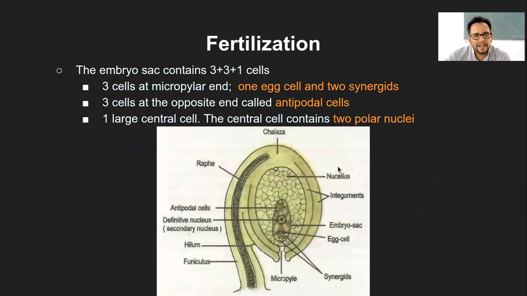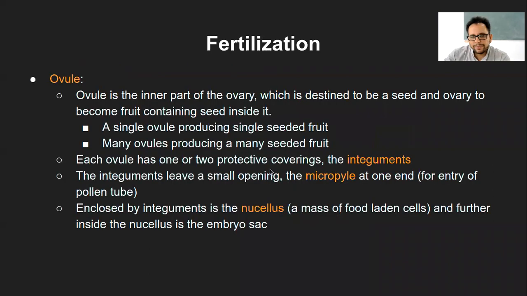So this is the diagram of the ovule, and these two pipe-like or cover-like structures on both sides, these are called integuments. Okay, and the integuments leave a small opening at one point. They have a small opening which is called micropyle at one end, and this is specifically for the entry of the pollen tube.